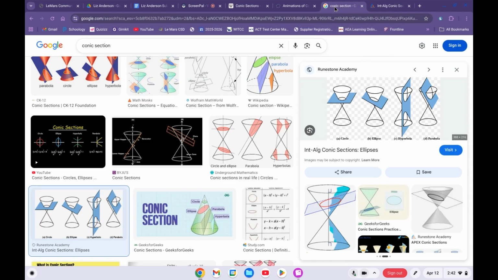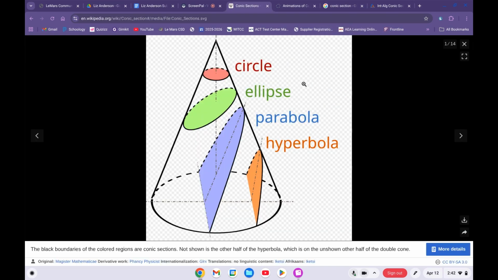Another picture illustrating these different conic sections is this one here, all on a single cone. They're not showing you the double cone anymore, but you can see your circle, the ellipse, the parabola, and the hyperbola, and how all of those are being split at different angles of our cone. We're able to see the shapes that are being formed here.